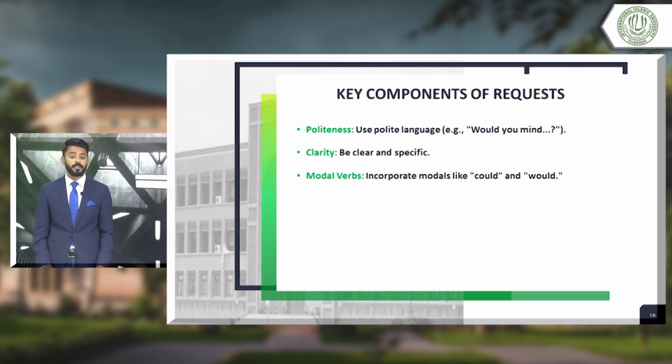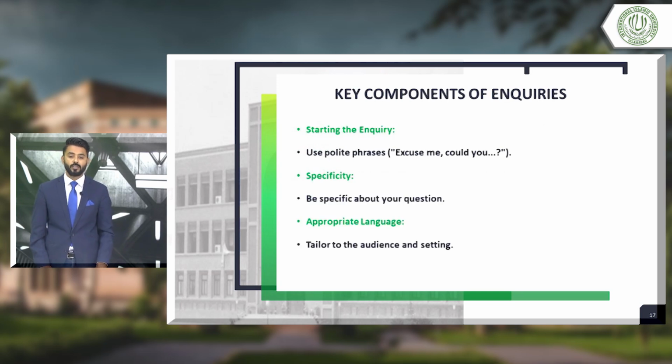The third component is using modal verbs. You need to use modal verbs such as could and would. So, say would you please come here, or could you please come here, rather than saying please come here. Would you please come here is more polite in my opinion. So, you need to use modal verbs while you are requesting. That was about the key components of a request.